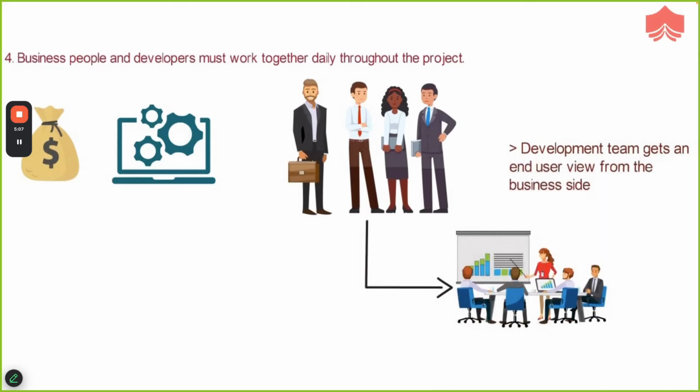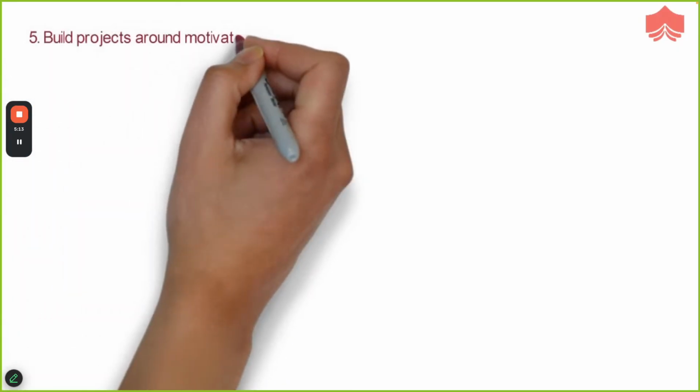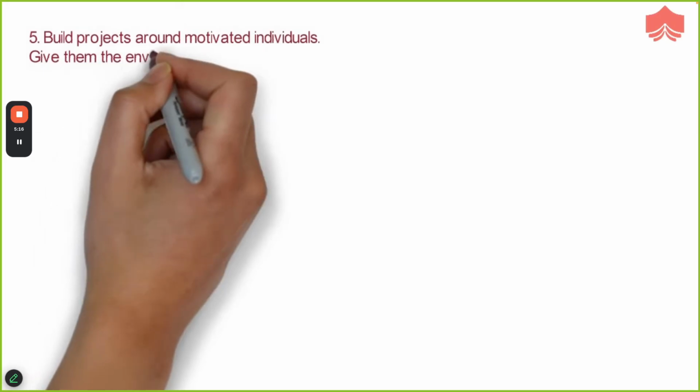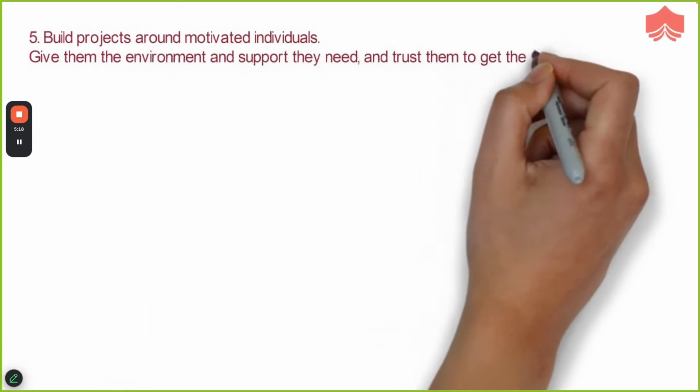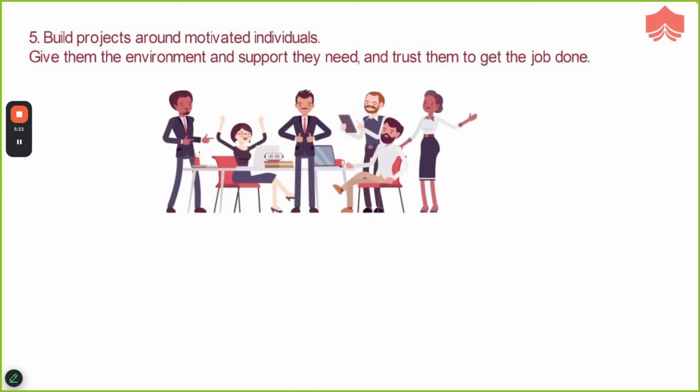It brings transparency and fluency in the whole development process. Fifth principle: build projects around motivated individuals. Give them the environment and support they need, and trust them to get the job done. This principle emphasizes having motivated team members.